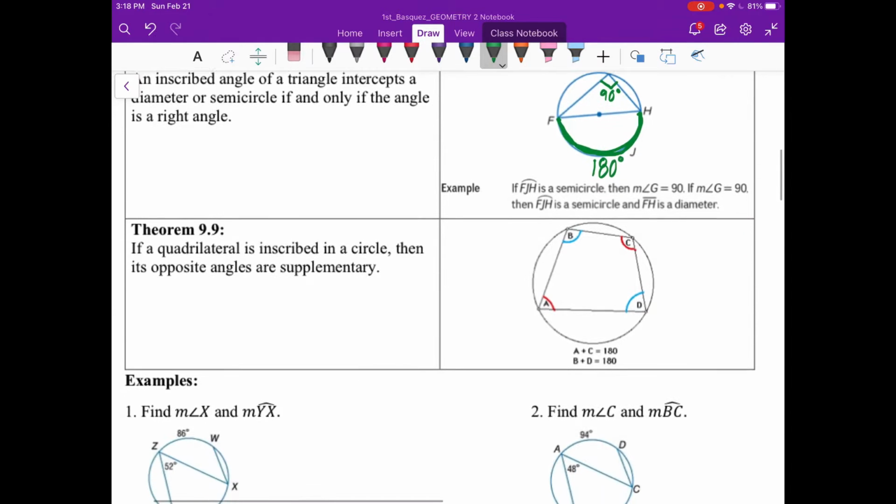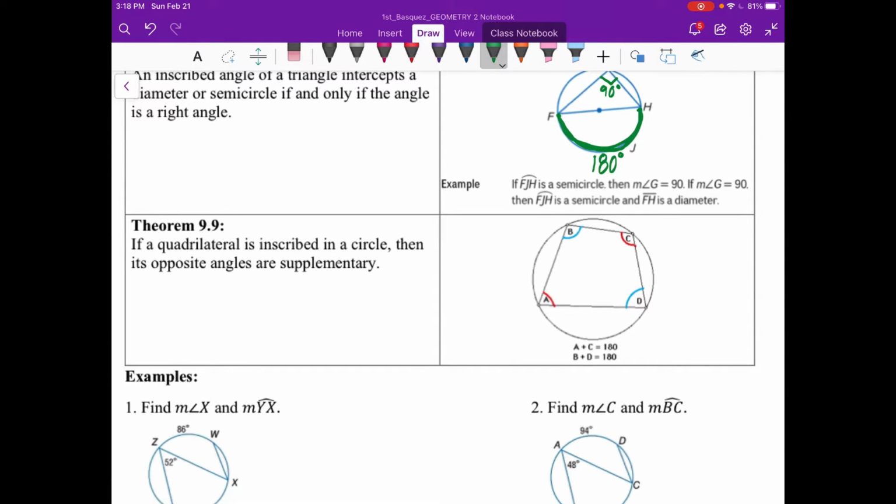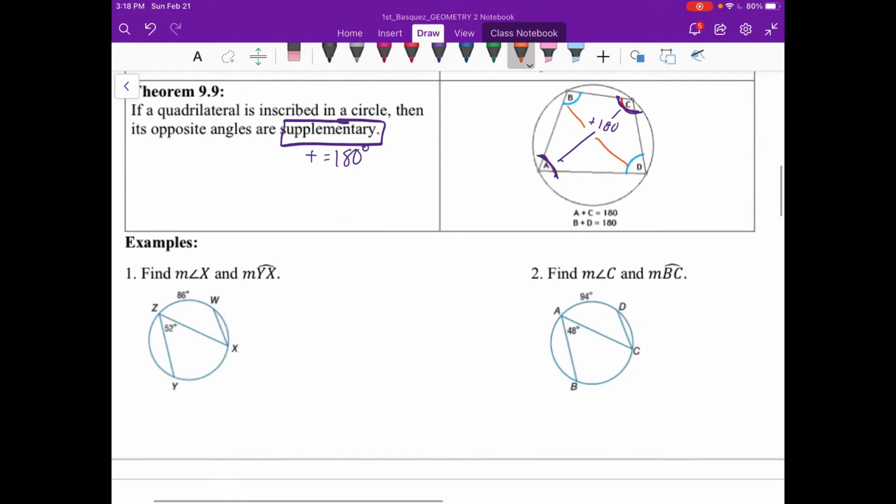And the last theorem for this set of notes for the beginning is that if we have a quadrilateral that's inscribed in a circle, then the opposite angles will be supplementary. Remember, the word supplementary means it adds up to 180 degrees. So A and C automatically add up to equal 180. And same thing happens in the other direction. B and D add up to 180 degrees. Okay, so we're going to use all this to solve for our angles and arcs.